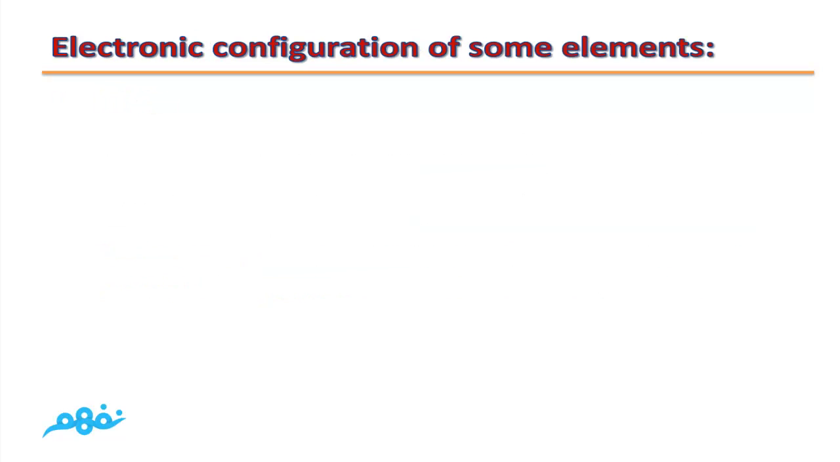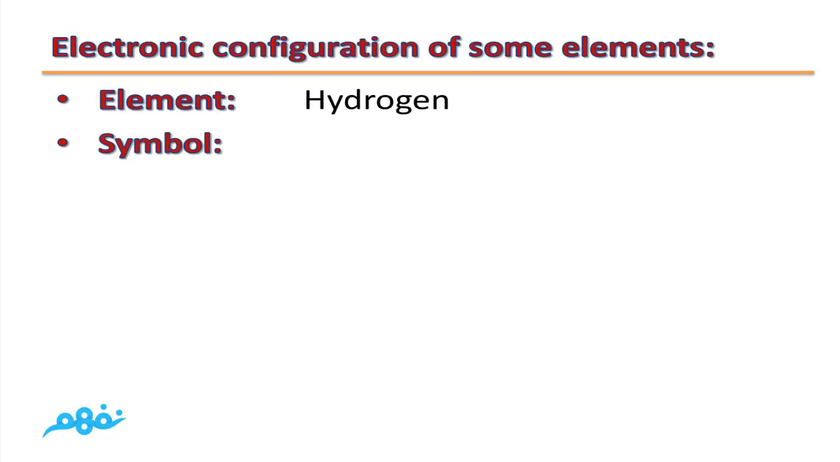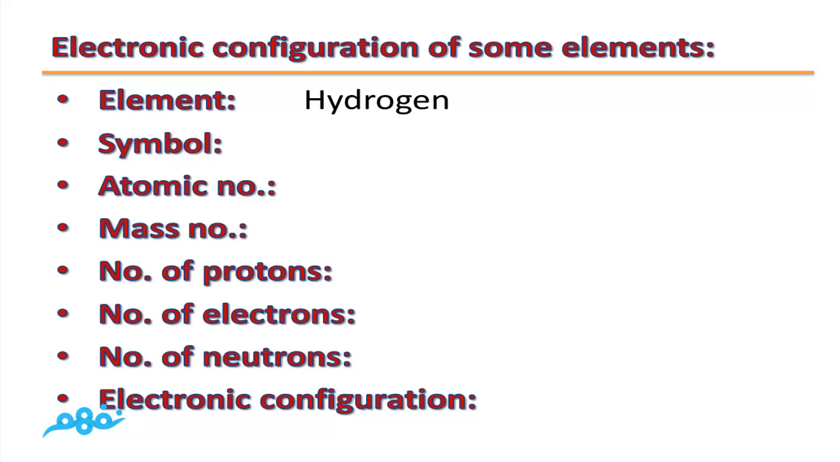Now we will try to write the electronic configuration of some elements. We will take the simplest element, which is hydrogen. The symbol of hydrogen is H. Its atomic number is the number which is written at the left lower corner, which is equal to 1. Its mass number is the number which is written at the upper left corner, which is equal to 1. The number of protons is equal to the atomic number, equal 1. Number of electrons is equal to number of protons, equals 1. Number of neutrons equals mass number minus atomic number, equals 0.